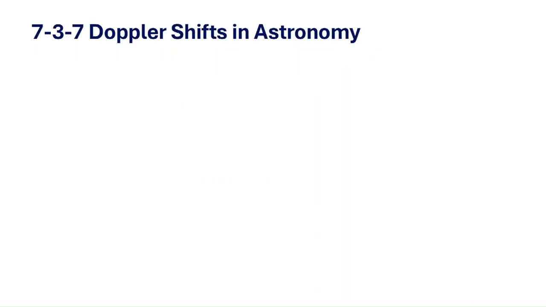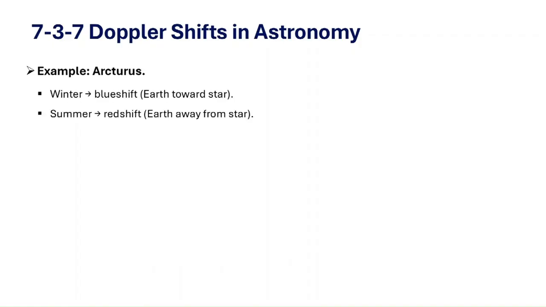Alright, now that we understand the Doppler effect in general, let's see how it works in real astronomy. So astronomers measure tiny shifts in spectral lines to determine the motion of stars along our line of sight. And this motion is called radial velocity. Now let's take the star Arcturus. So observations at different times of year show tiny shifts in its spectral lines. In winter, blue shift because Earth is moving towards Arcturus, and in summer, red shift because Earth is moving away.